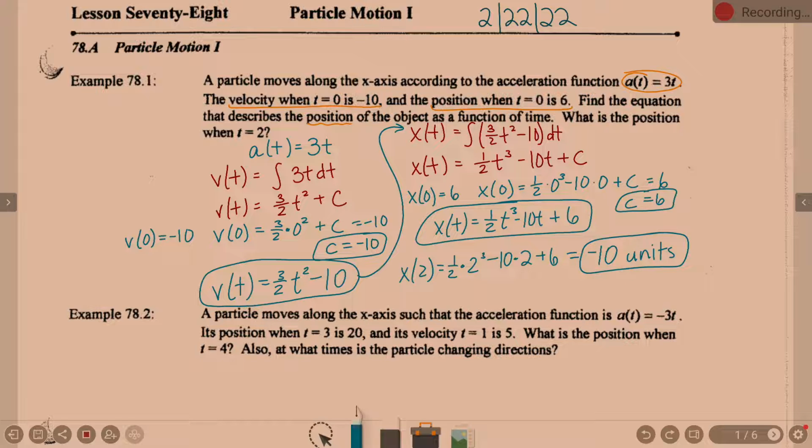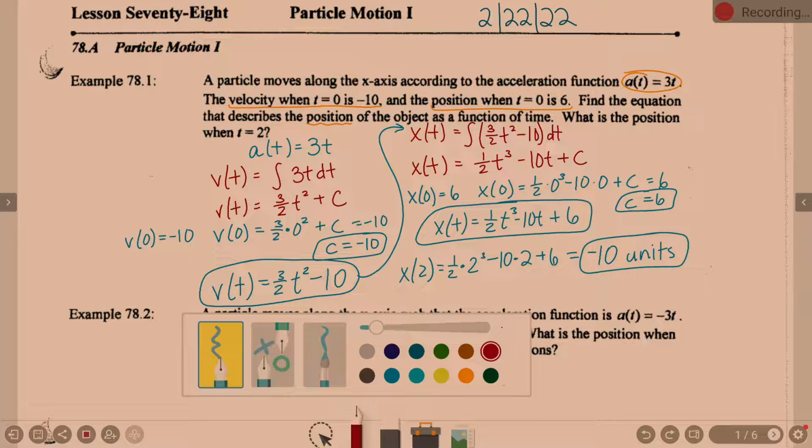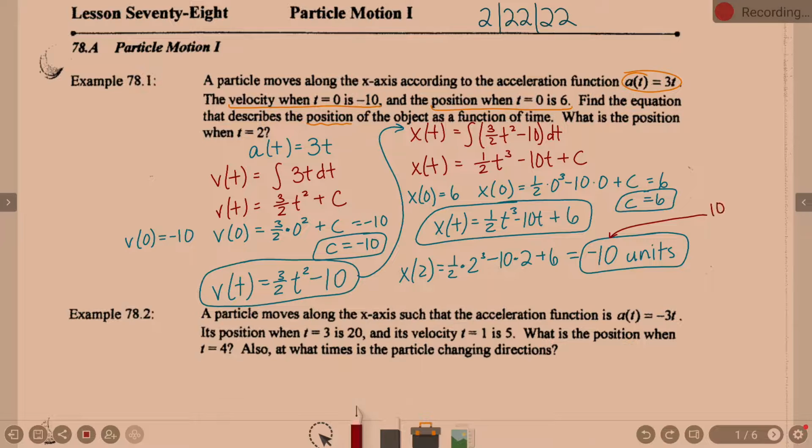What does a negative 10 mean in terms of position? We move 10 in the negative direction. Yeah, 10 to the left of the origin, right? Or 10 to the left of 0. So just so you realize, when they talk about that negative 10, that is 10 to the left of the origin. Okay, so just understand what that means.